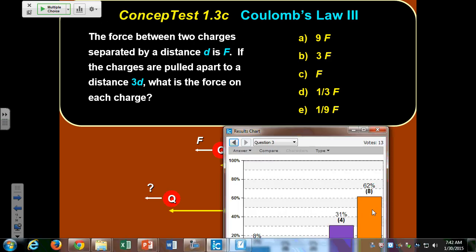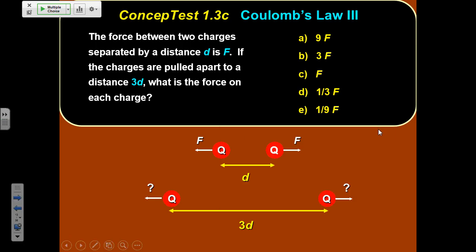Okay, E is the right answer. Remember, Coulomb's law here, guys, is kQ over r squared. This is equal to our force. So if I increase this distance by a factor of 3, then that decreases the force by a factor of a ninth, because it's an inverse square relationship.